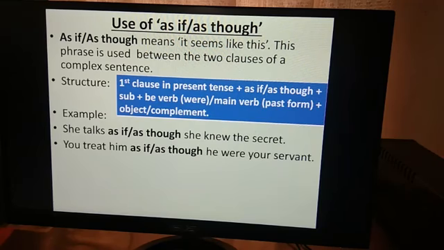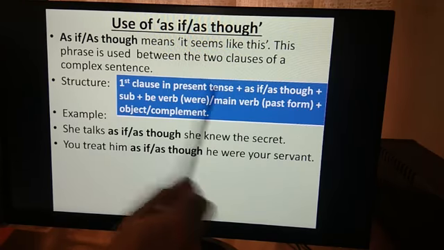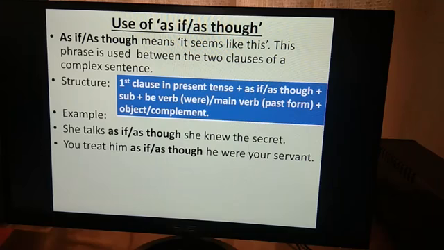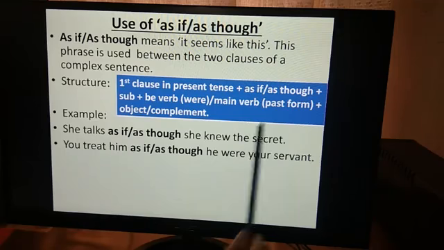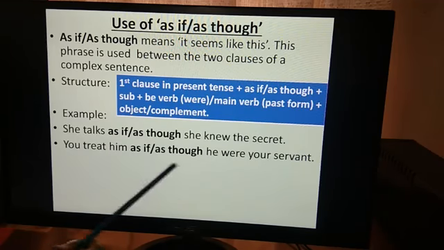Next, you treat him as if or as though he were your servant. You, first clause in present tense. You treat him. Treat is present tense. This is our first clause, in present tense. Then as if or as though is used.